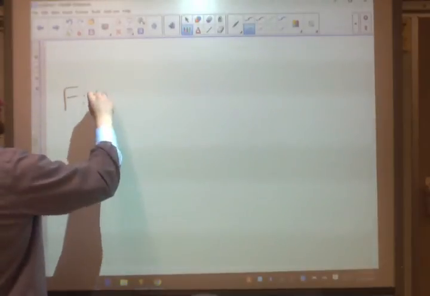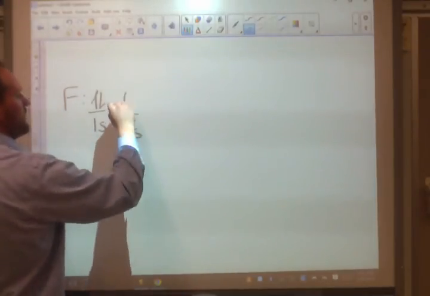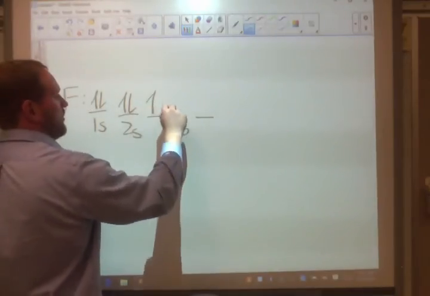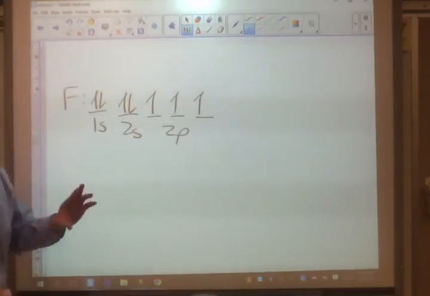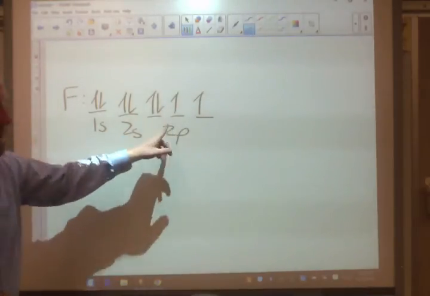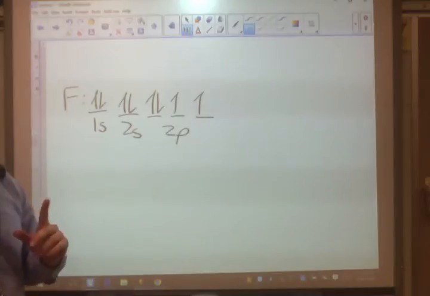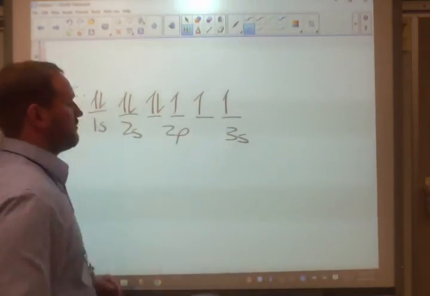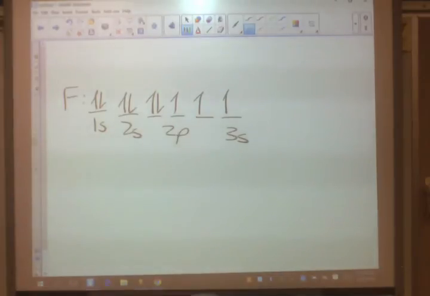It's more likely to become the one that's excited. So here's my 1s2, 2s2, 2p, up, up, up. And now I would normally say down, down, and be done, but now I'm just going to say down, and then my last electron has to go somewhere. So you can put it anywhere you want. I'm just going to put it up one level in the 3s. So this is an excited state for fluorine.